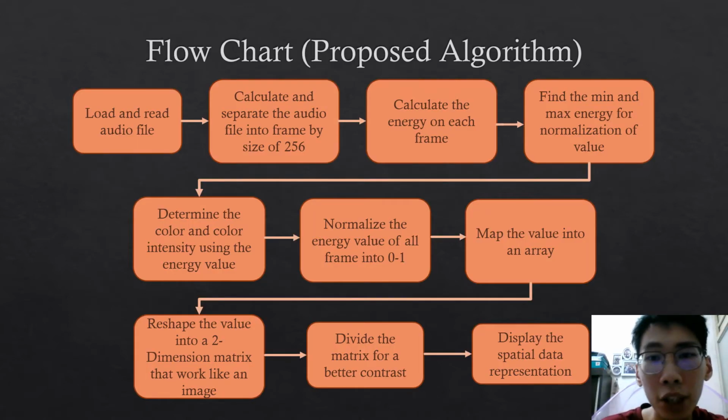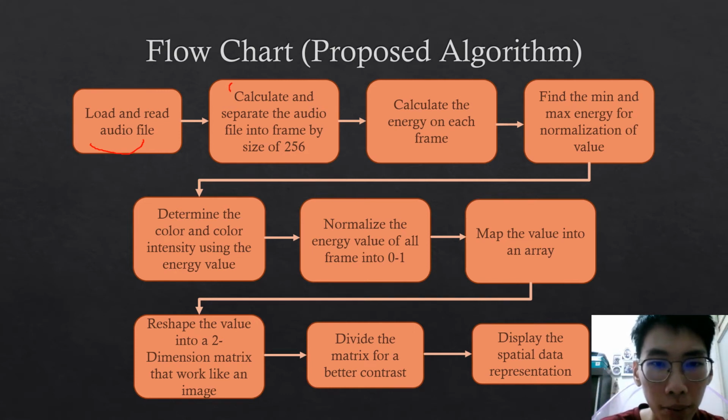This is the flowchart of the proposed algorithm. The first thing we need to do is load and read the audio file. After that, we separate the audio file into frames of size 256. After separating the file into frames of 256, we calculate the energy of each frame, and then find the minimum and maximum energy for the normalization of the values that will be used later on.